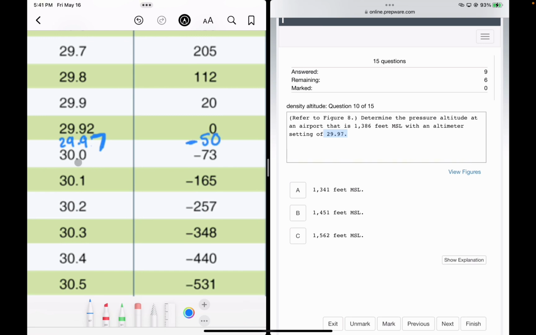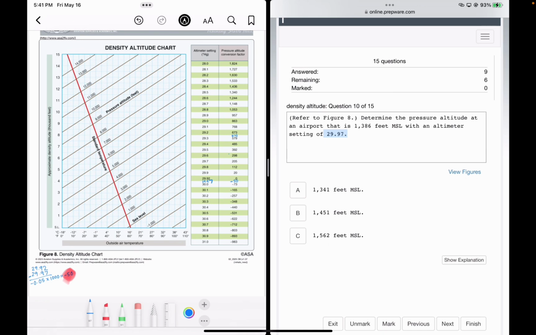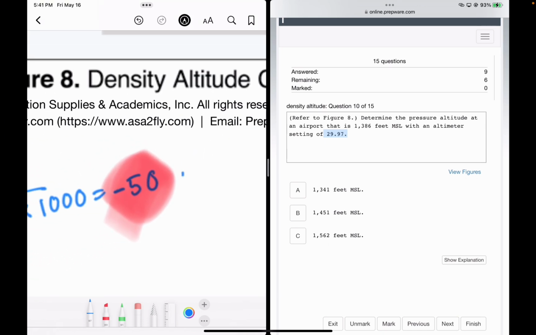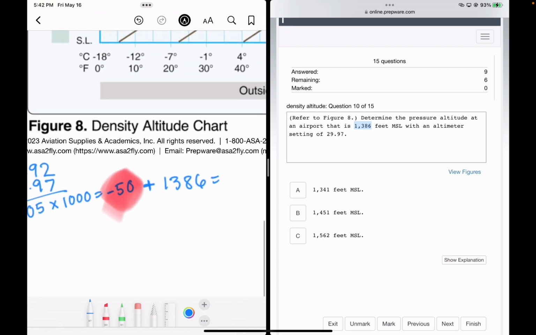Does that make sense? Does -50 lie between 0 and -73? I think it makes a lot of sense. That's how we use this chart to double check. So we go to our conversion factor and we just add that to the altitude that they gave us, which is 1386 feet. And then you do the math.